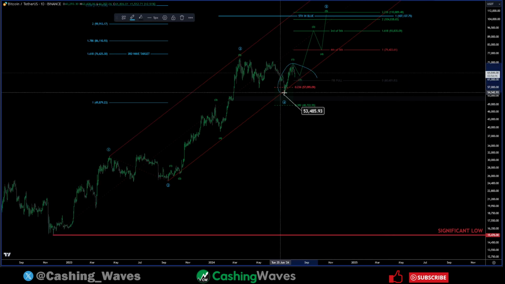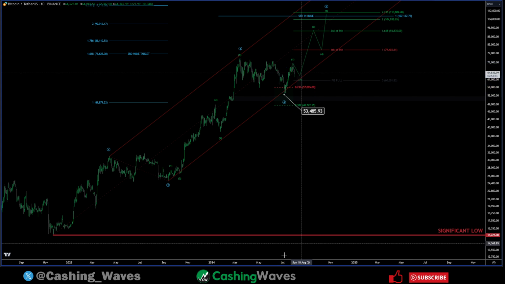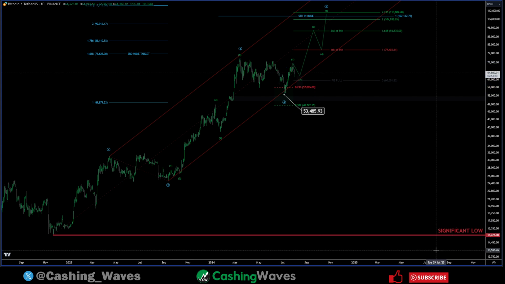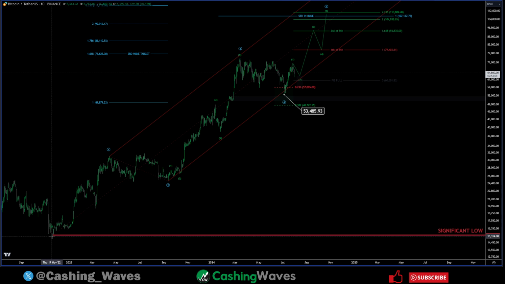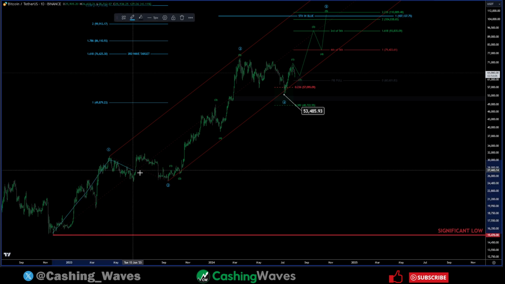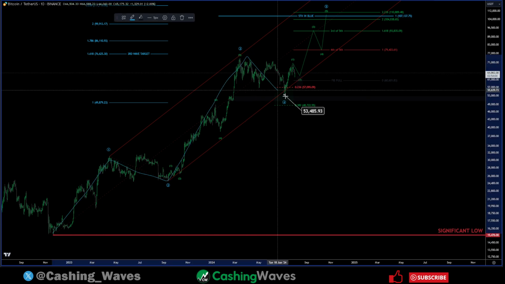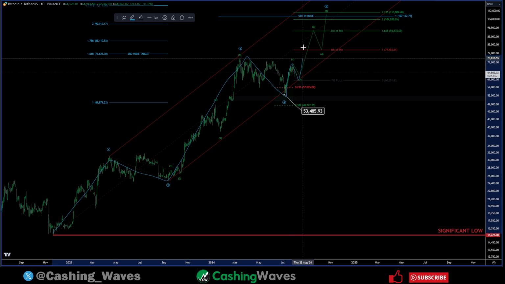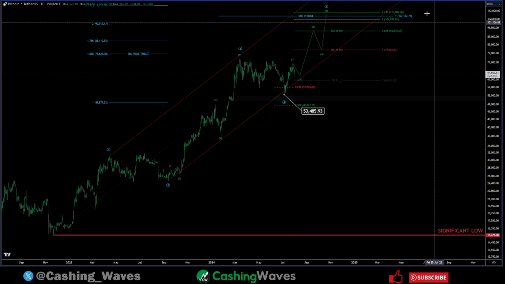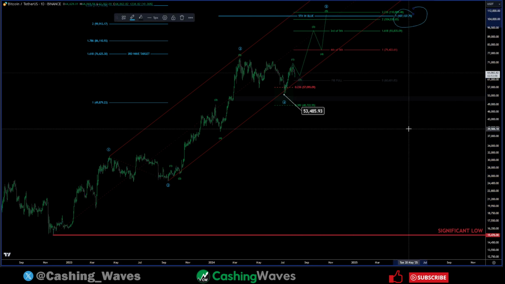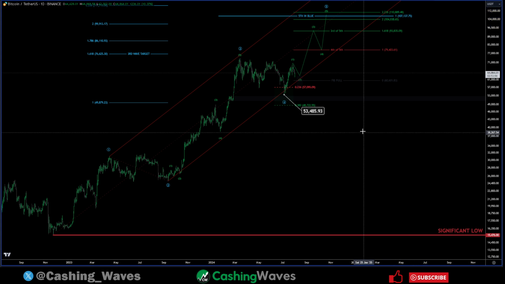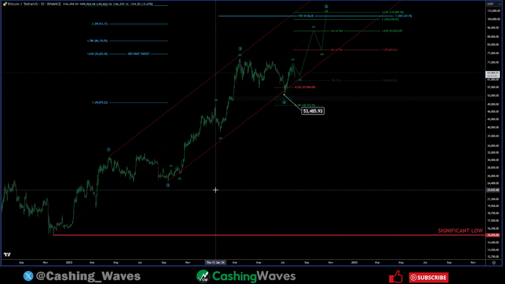I'm going to get into the micro count down on the 1 hour, but just a quick recap on the daily. Since our significant low at 15,476, I have this as a wave 1, 2, 3, 4 complete, working on our 5 waves up for our 5th. Eventual target is 107,137 currently.